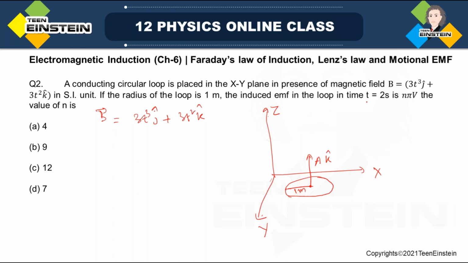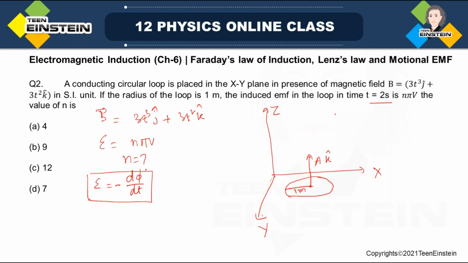The induced EMF in the loop at time 2 seconds is given as n pi volts. Then you have to find out the value of n. So this is the question. We know induced EMF can be obtained by getting minus d phi by dt. So we have to find out first what is phi, and then take the time derivative of that.